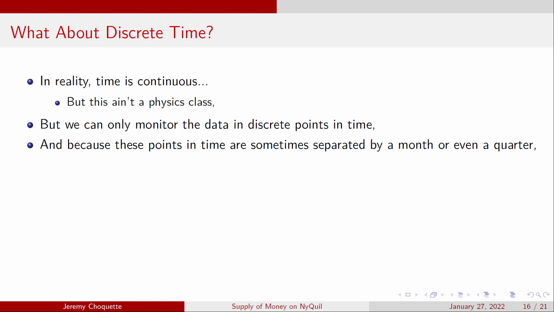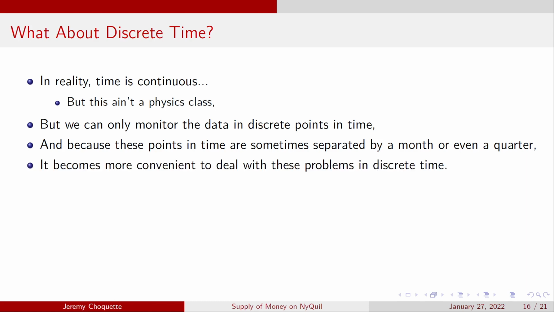the data points that we have are sometimes separated by a month. They can be separated by a quarter. In some cases, it's separated by like a year. All right, I've got a paper in my dissertation that the data are separated by 10 years. It wouldn't really make a whole lot of sense to fit a continuous time model to something that's got data observations that are spaced out by a decade. So sometimes it becomes more convenient to deal with these problems in discrete time.